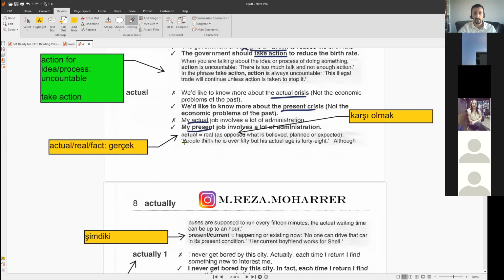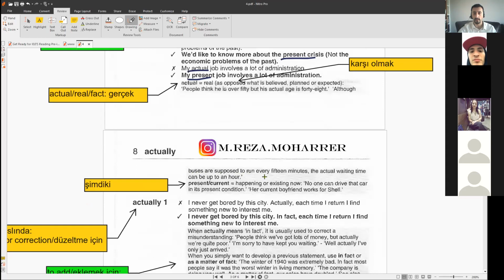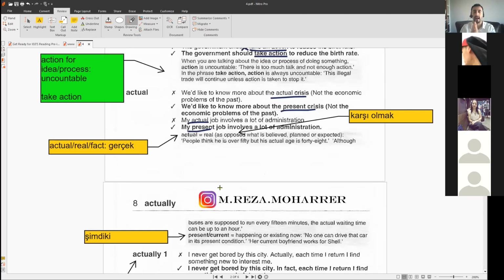As you see here, people think he's over 50, but his actual age, actual shows the different, opposite. Actual age is 48. Although buses are supposed to run every 50 minutes, the actual waiting time can be up to an hour. As you see here, whenever we want to use actual, we have to express some opposition, opposite ideas or opposite situations. But present here means at the present or now.